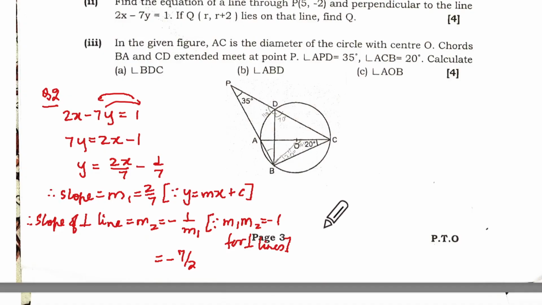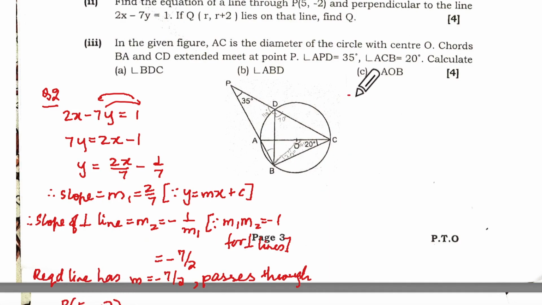Okay. Now it is passing through this point. So what you'll say, required line has m equal to minus 7 upon 2 and passes through this point. Please write this so that you don't get confused. Most of you prefer not to write this, then you get confused. Okay, so you will say therefore using slope point form, write y minus y1 equal to m into bracket x minus x1.